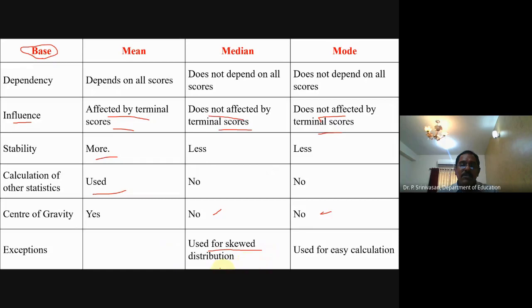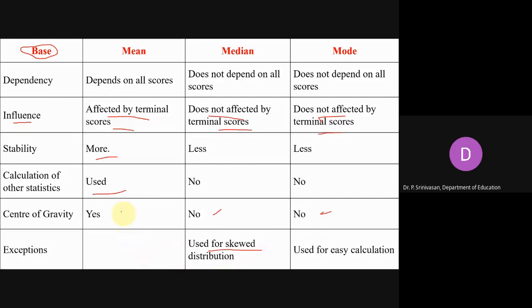I will also tell this when we go for the normal probability curve. See, if it is like this, like an inverted U, then that is a normal distribution. But if it is like this, then that is called a skewed distribution. So for that, median is used to calculate skewed distribution. And mode is used for ease. Sometimes if you just want to say roughly, you can go for mode.